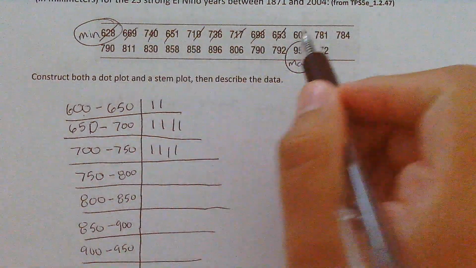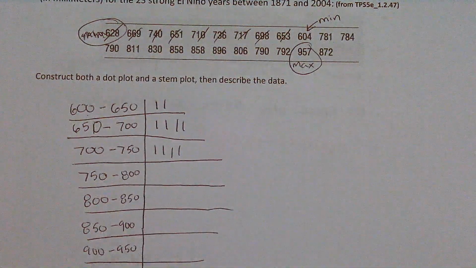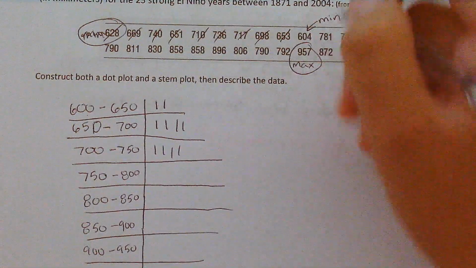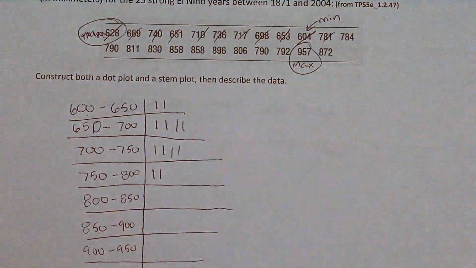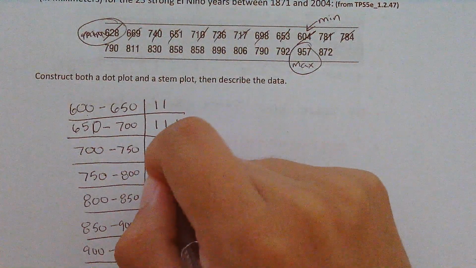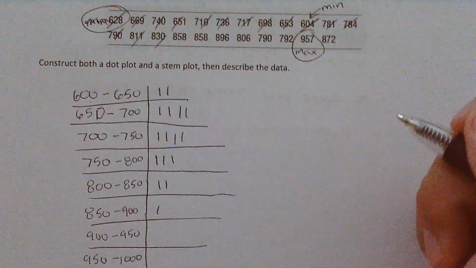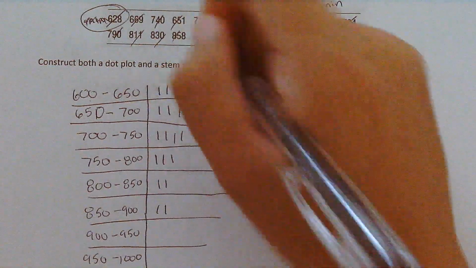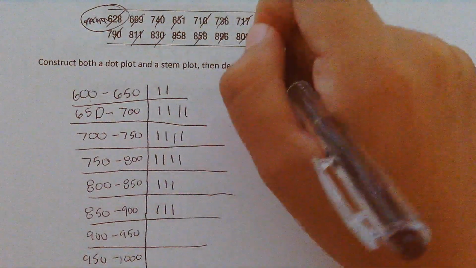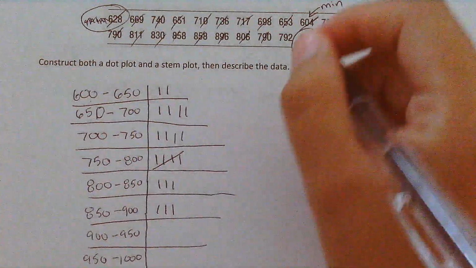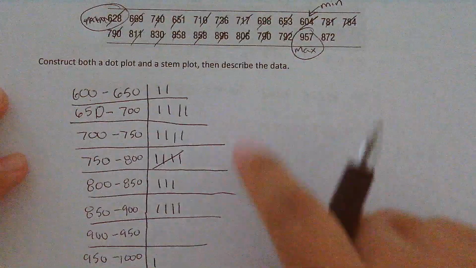Oh man, another boo-boo. This was actually my minimum. Okay, I'm a liar, and a terrible line drawer. It's just not looking good for me. 604 is out. 781 we'll put in here. 784 in this interval. 790. 811. 830. 858. 858 again. 896. 806. 790. 792. 957 and 872. Okay, so this is just my frequencies.